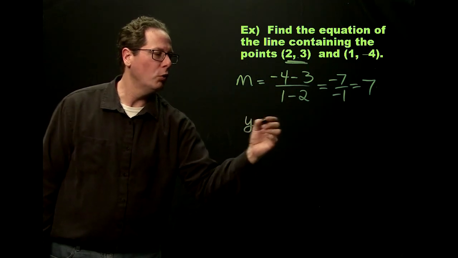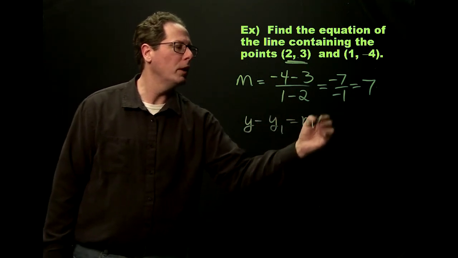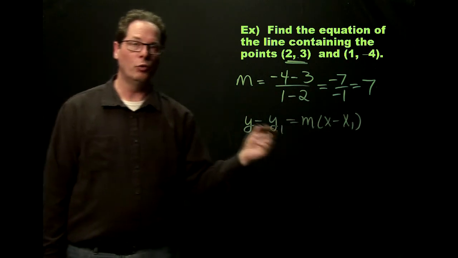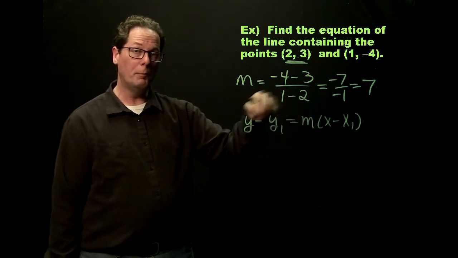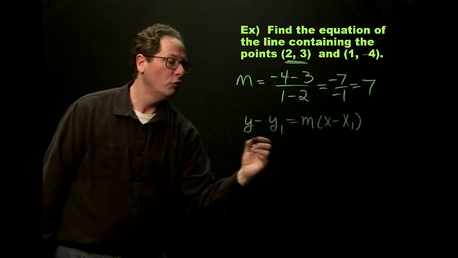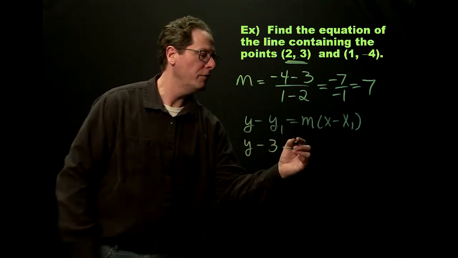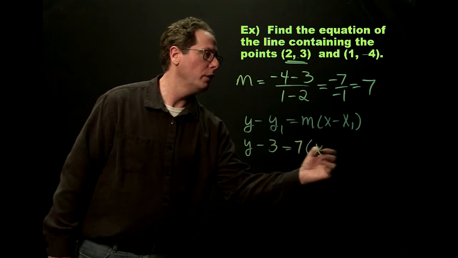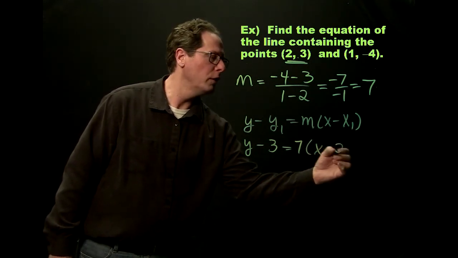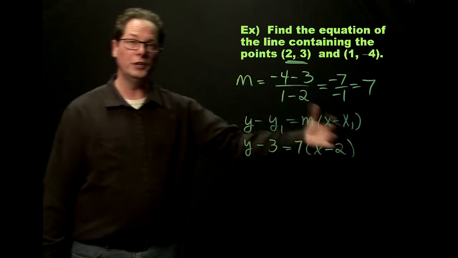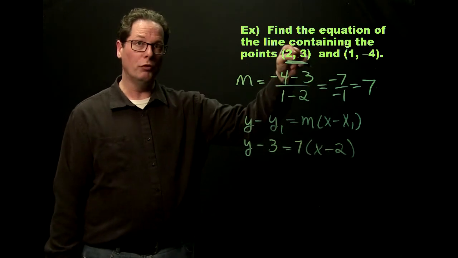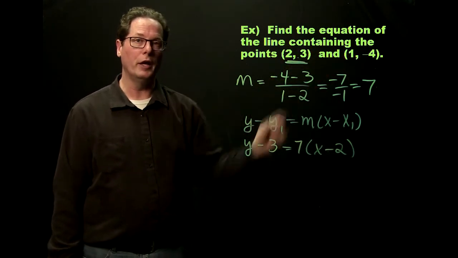So we use our equation, y minus y1 equals m times x minus x1. So this is our point-slope equation. So we use the y value, in this case, it's 3, and our x coordinate is 2, so x minus 2. And this is an equation of the line that passes through the points (2, 3) and (1, -4).